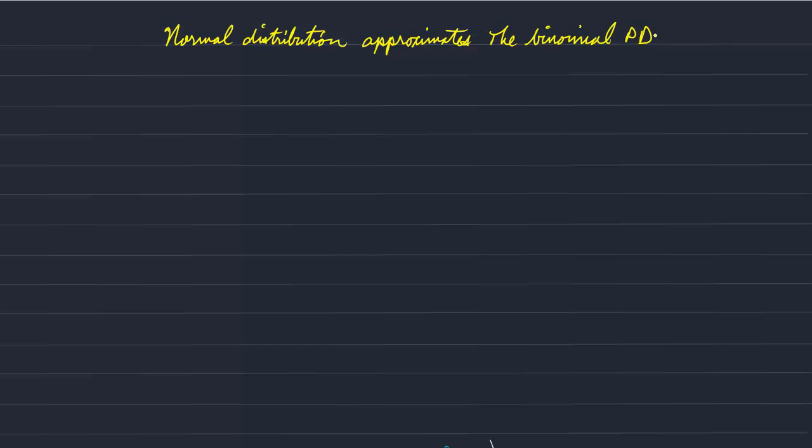Another example that Wessel describes is the fact that the normal distribution approximates the binomial distribution for large N. Or really when NP is large, and large being defined by greater than 5, or 1 minus P times N greater than 5.